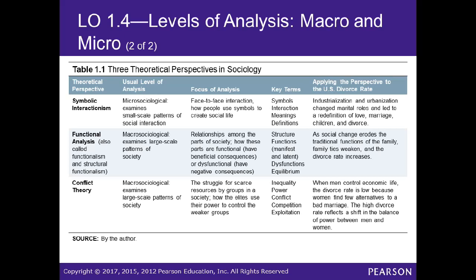And last, conflict theory is a macro-sociological perspective that examines larger scale patterns of society, just like the functionalists. The focus of analysis is the struggle for scarce resources by groups in a society, and how the elites use their power to control the weaker groups. Key terms: inequality, power, conflict, competition, exploitation. Applying this perspective to the U.S. divorce rate, when men control economic life, the divorce rate is low because women find few alternatives to a bad marriage. As we talked about, the high divorce rate reflects a shift in the balance of power between men and women. So this is a good slide to use.